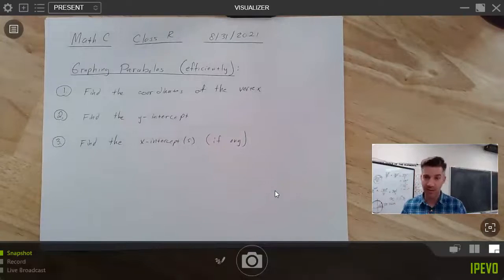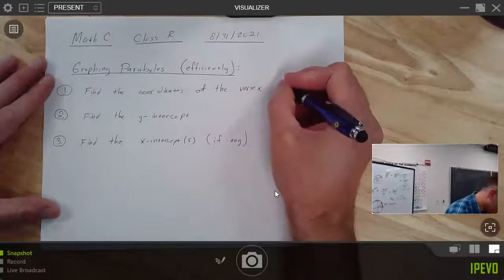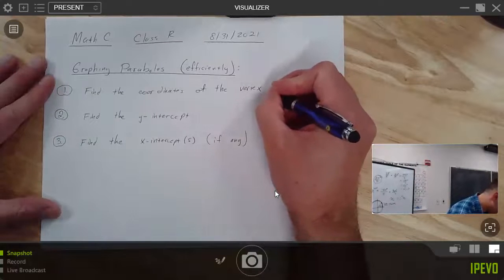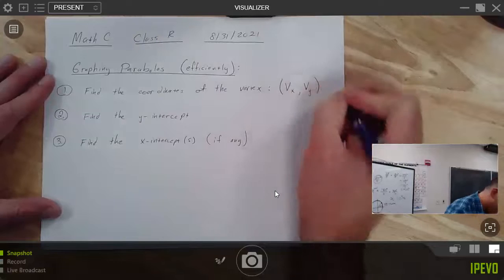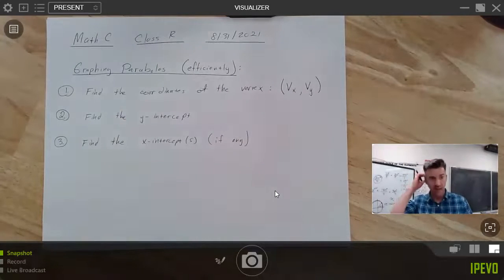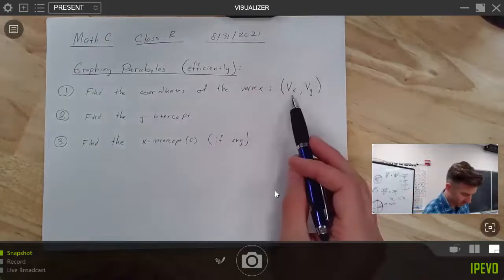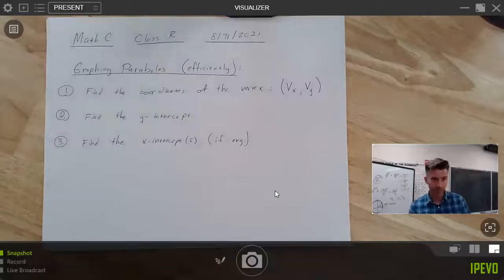And I typically like to label it using the coordinate v sub x, v sub y. So typically when I'm finding the x coordinate and the y coordinate of the vertex, I will call it vx or vy, depending on which I'm finding.